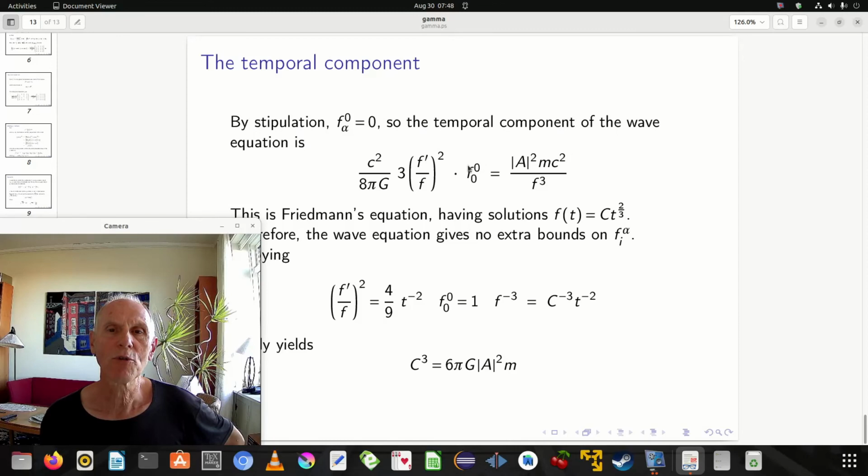if alpha we have already stipulated, so we need to check whether that's consistent, and inserting the known results here, we get an equation for c to the third. I haven't checked that this actually agrees with the Friedmann model, but I'm quite sure it does.